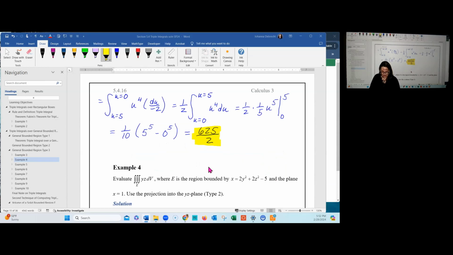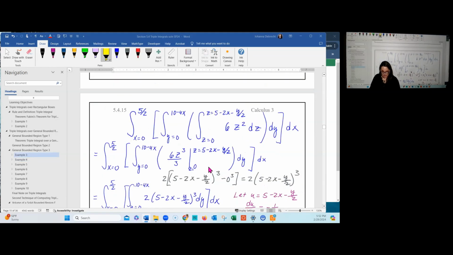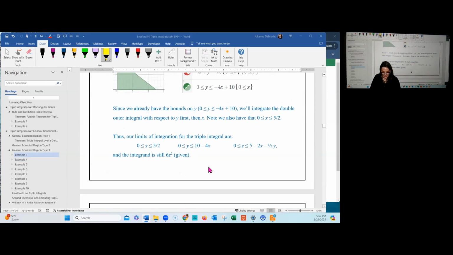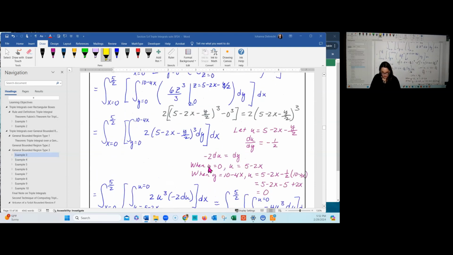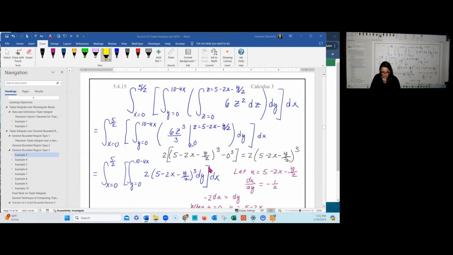Let's go ahead now and take a look at the work that we've done. So in this particular problem, we ended up with the integral from z equals 0 to 5 minus 2x minus y over 2 of the function 6z squared dz. Then on the outside of that, the integral from y equals 0 to 10 minus 4x with respect to y. And after that, the final integral from x equals 0 to 5/2.